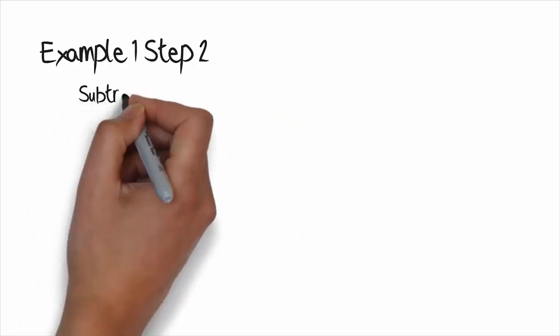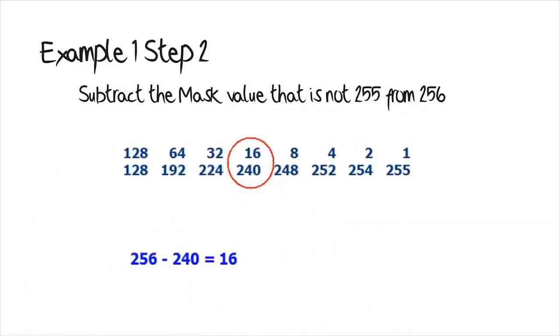Step 2 is to subtract that subnet mask value that is not 255 from 256. So 256 less 240 would give you 16. What 16 tells us is that networks are incrementing in values of 16. So the first network would be 0, second one 16, third one 32, fourth one 48, and so forth and so on. The 16 lets us know the increment of the networks.